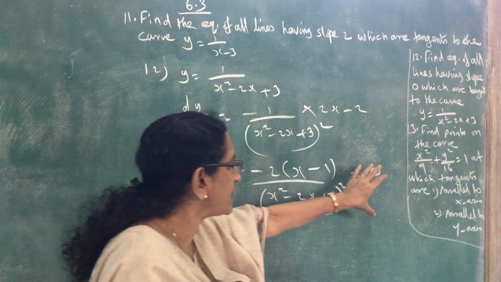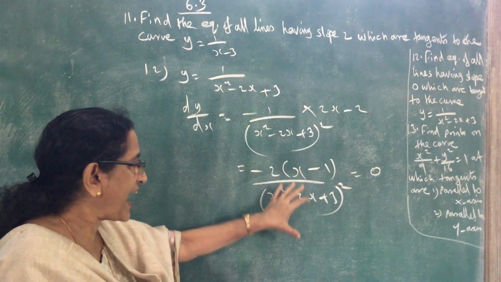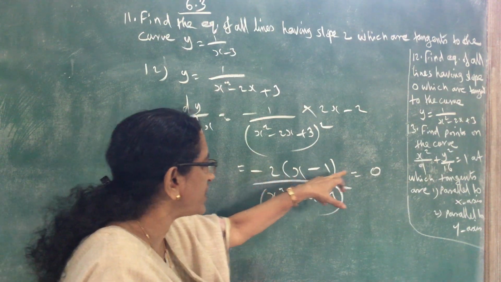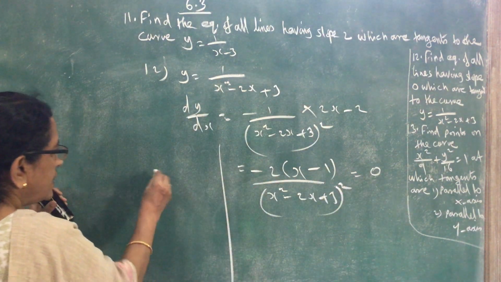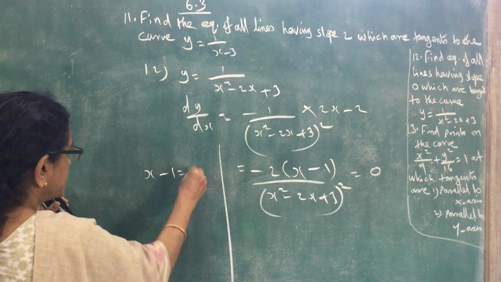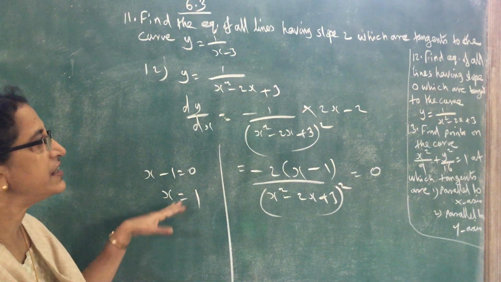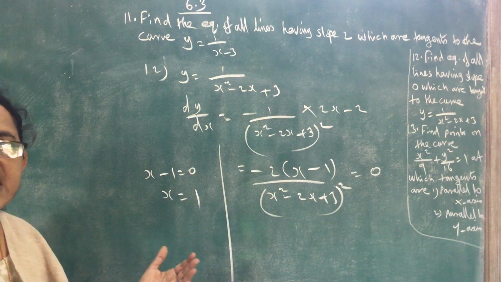So this equal to 0 means numerator. If a fraction is 0, the numerator will be 0. So minus 2 into (x minus 1) equals 0. So we get x minus 1 equals 0. Therefore we get x equals 1. So at x equals 1, slope of the tangent to the curve is 0.